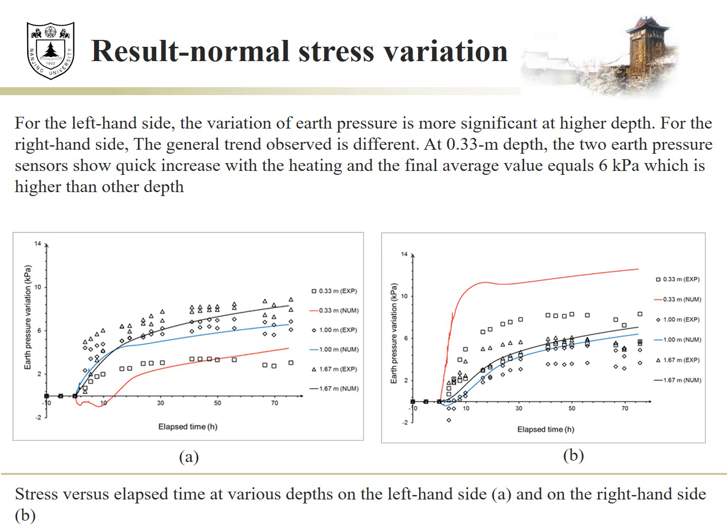However, the numerical results corresponding to lower depths are slightly different from the experimental one. On the left-hand side, the numerical simulation shows a decrease of earth pressure during the first hour, which was not observed in the experiment. On the right-hand side, the final value of earth pressure increase equals 12 kilopascal, while the experimental one equals 6 kilopascal. These problems would be explained by the weakness of the used constitutive law when predicting the behavior at low stress levels.